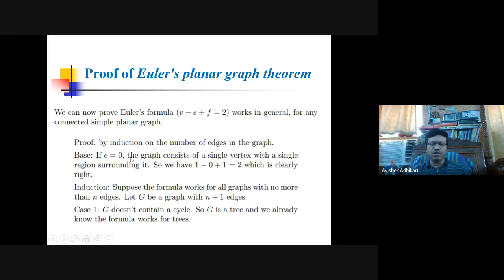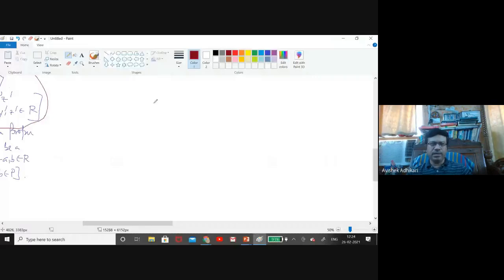If e equal to 0, as I have already mentioned, it's for a connected graph. If e equal to 0, what does it mean? If I have a connected graph with number of edges equal to 0, then how should the graph look? A single vertex. Yes. So a connected graph with e equal to 0 means there exists no edge, but it's a connected graph. So it should look like only one vertex.